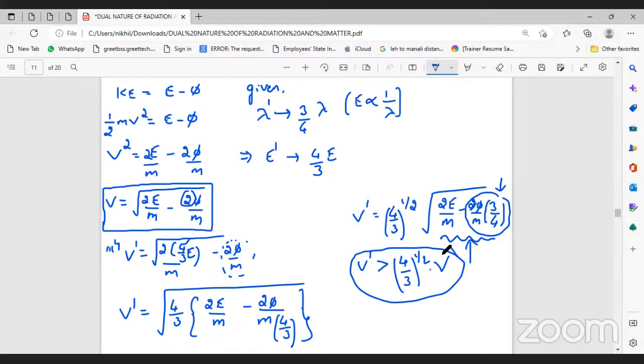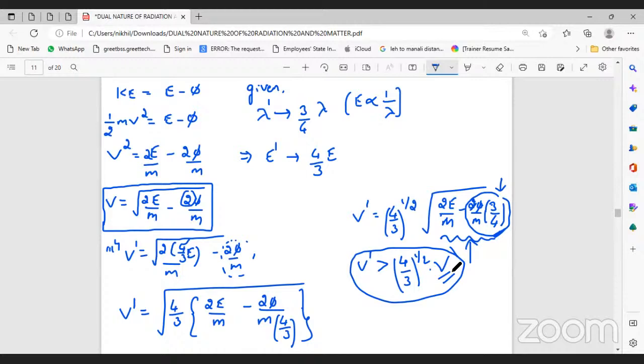So initially 2 phi by M is there. If it comes to be 3 by 4 into 2 phi by M, it has decreased. 3 by 4 means 0.75. If this second term is decreased, then the difference has to increase. If this difference term is increasing, then V dash should be more than the initial speed. So V dash should be more than (4/3)^(1/2) into V.